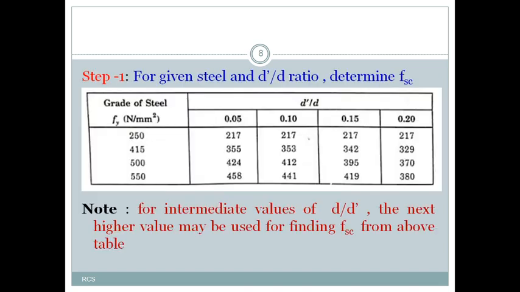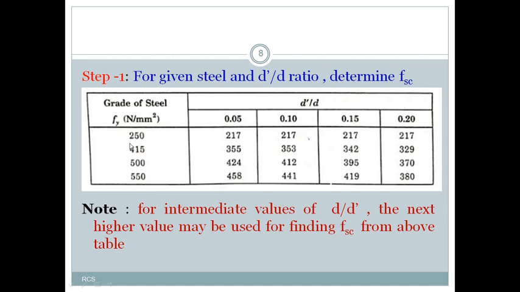Right. So step 1 is, for given steel and D dash by D ratio, we have to determine FSC. It's a common step in your analysis part also. FSC means stress in compression steel. This can be calculated based on the D dash by D ratio and given steel. So this table is given here. It is based on Table F of your SP16. There I have copied this. This depends upon the grade of steel and D dash by D ratio. Here we have the grade of steel in the vertical direction and D dash by D ratio in the horizontal direction.